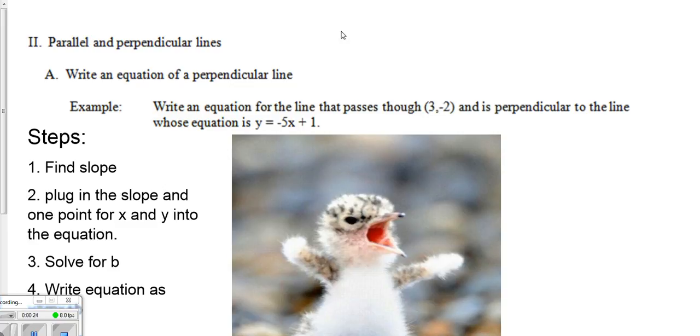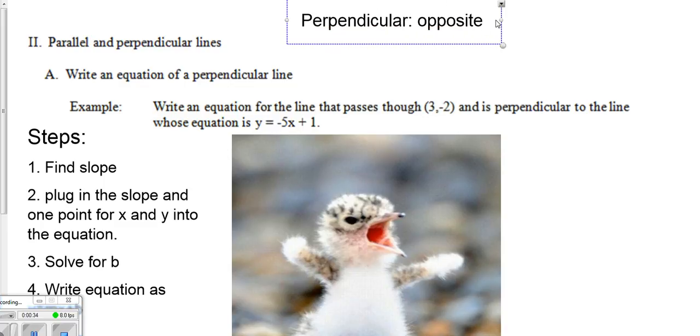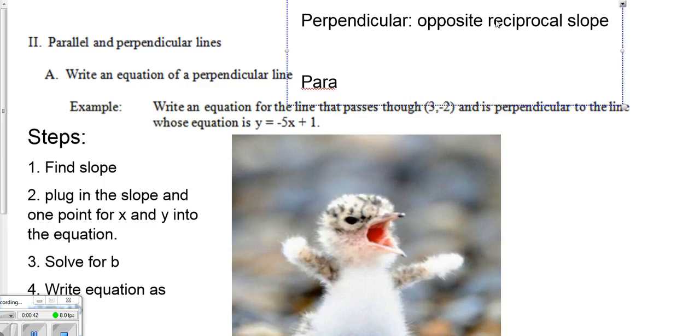Before we get on to that, I want to make a quick note up here. For perpendicular lines, it's the opposite reciprocal slope. And for parallel lines, it is the same slope. Okay? If you want a line that is perpendicular to another line, its slope is going to be the opposite reciprocal slope.